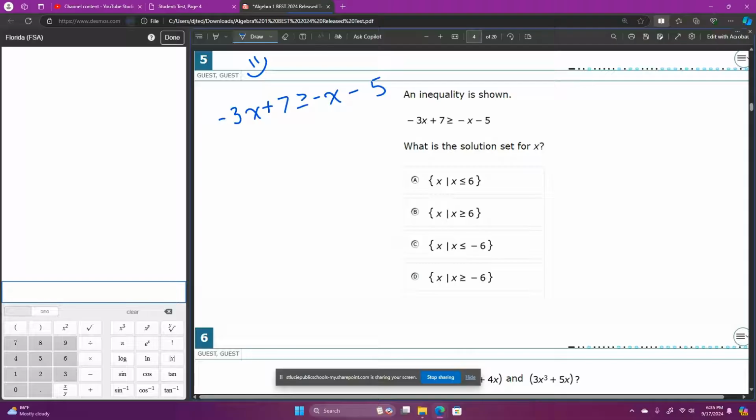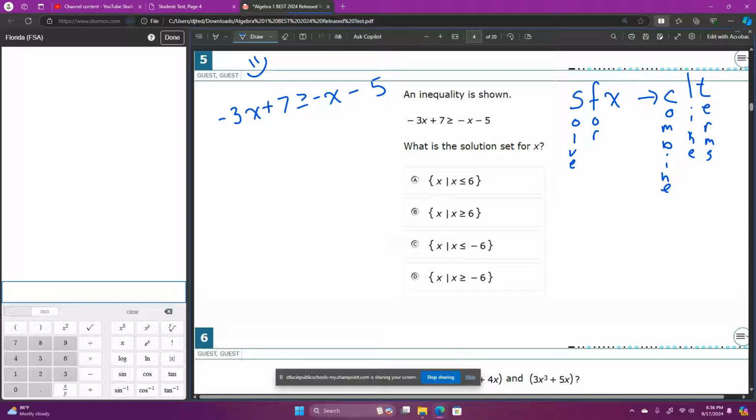And when we looked at this in class, we said that this is like algebra's greatest hits. We want to solve for x. And then how do we do that? We combine like terms.